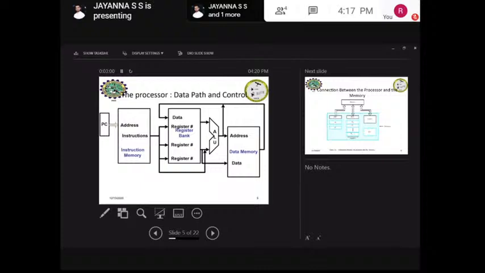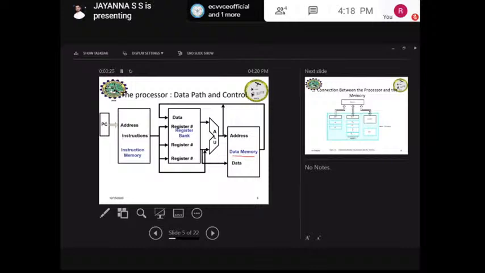Next, this diagram shows the data path and control path, because whenever we fetch the data or instruction from the memory, there are different steps involved in fetching. That you can observe in this diagram. This is your data memory where we can store the program, that means both the instructions and the data.